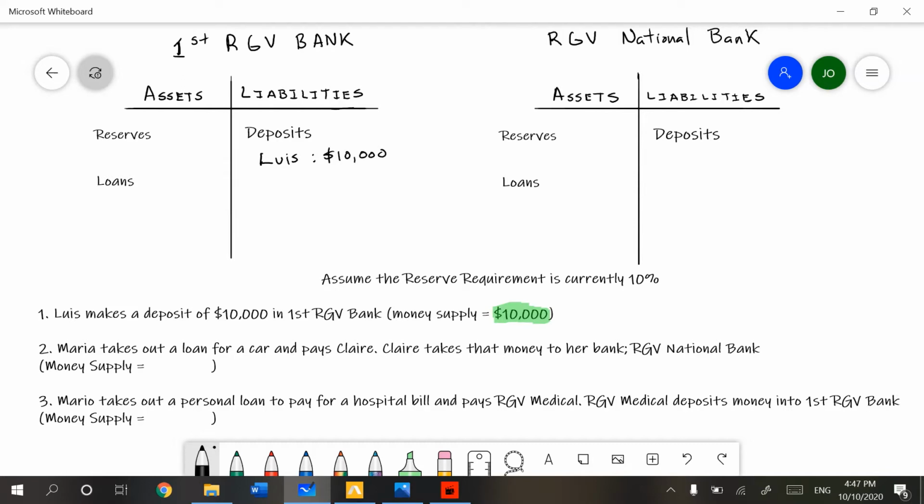As we know, when you deposit money into a banking institution, part of it is going to go into reserves and part of it is going to go into loans. The current reserve requirement is 10%. 10% of $10,000 is $1,000. This means that the bank must keep $1,000 as reserves. The rest of the money, which is $9,000, has to go into loans.